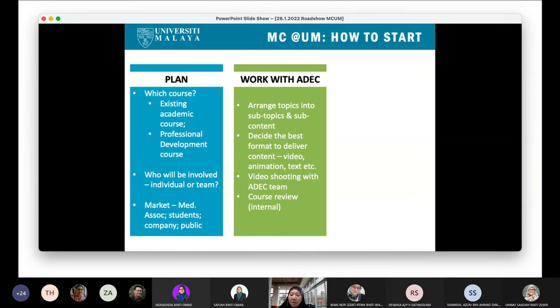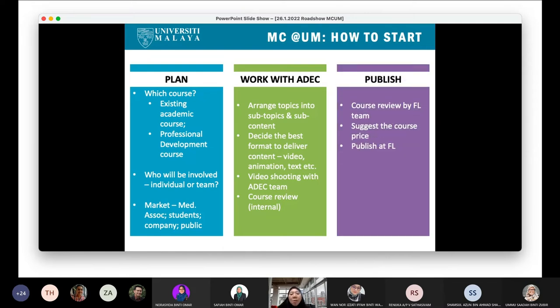Course review means we will invite maybe one or two experts in your field to go through your course and see what is missing, what can be improved, and so on. Once everything is ready, we will submit your course to FutureLearn, and there are several instructional designers in the FutureLearn team who will review your course and see which cluster it is suitable for. They have several clusters, for example, a language cluster and so on. They can help you with that.